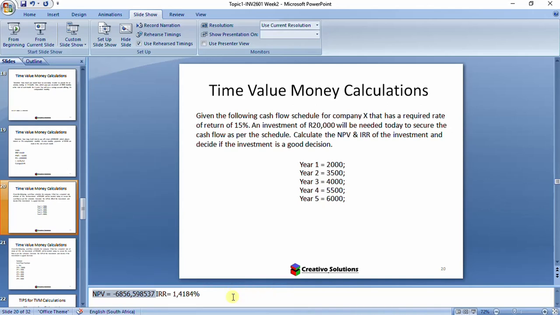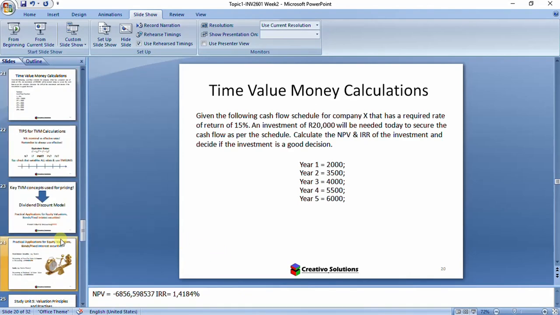1.4184%. Right, so you can see that based on this calculation, the required return was 15%. That's the required return. All right, here we only have an IRR of 1.41%, which is extremely low. So that's why your net present value is negative. Okay, no value is being created here. Value is actually being destroyed here, which is a problem.